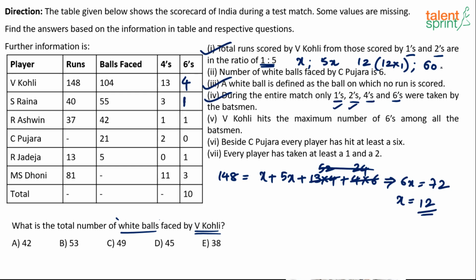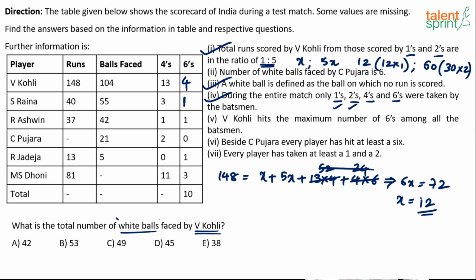60 runs using doubles, which is equal to what? 30 into 2. You're getting it? Are you able to follow? We know that Kohli has scored runs from 1s and 2s in the ratio of 1:5. So if he has scored x runs using singles, he has scored 5x runs using doubles.